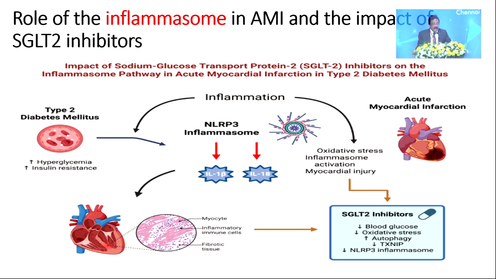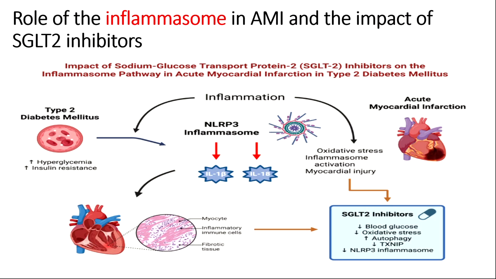This is the role of inflammation. Inflammation is one of the markers of the system that is present whenever an acute myocardial infarction happens. And this inflammatory pathway involves the NLRP3 that triggers the interleukin system, interleukins and TNF alpha, and that contributes to the cardiac mortality rate.